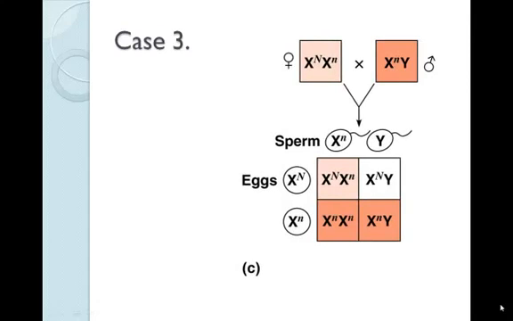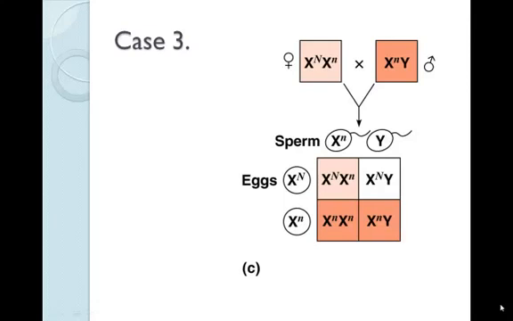The third case to consider is a carrier female and a colorblind male. As we saw in the last case, if a woman is heterozygous for color blindness, one half of her eggs will contain X chromosomes with normal color vision genes, and one half will contain X chromosomes with the color blindness gene. A colorblind male will produce X chromosomes carrying the colorblind gene and Y chromosomes which lack genes for color vision.